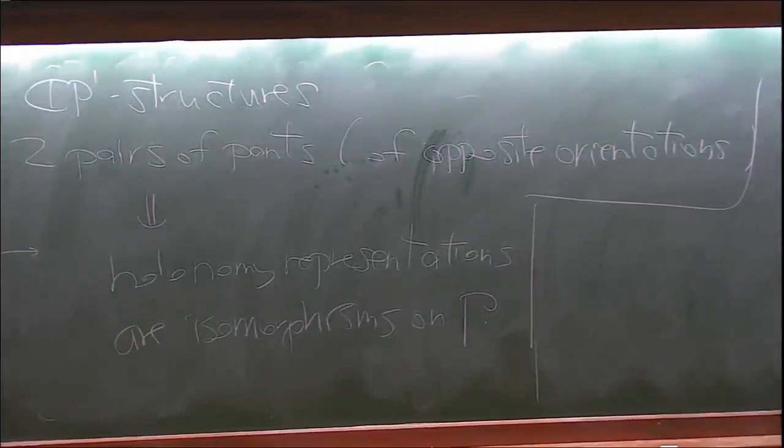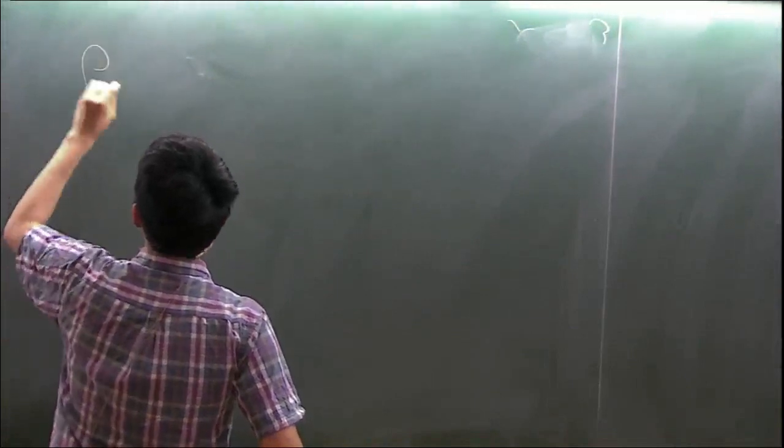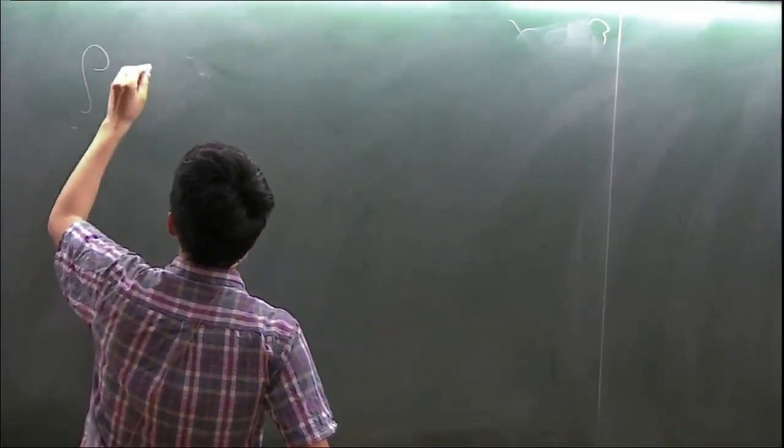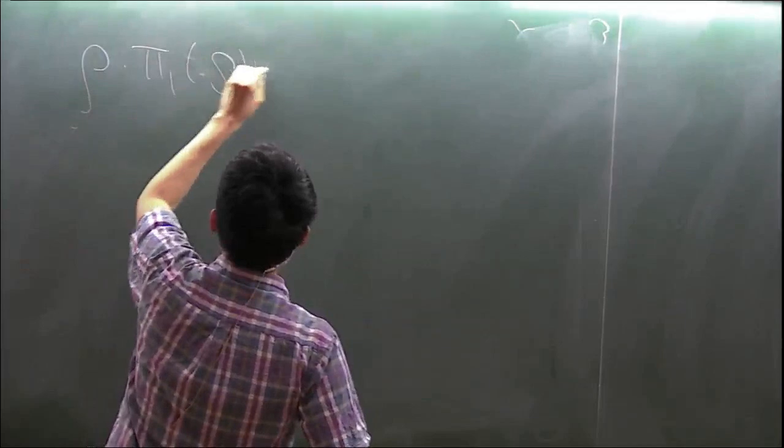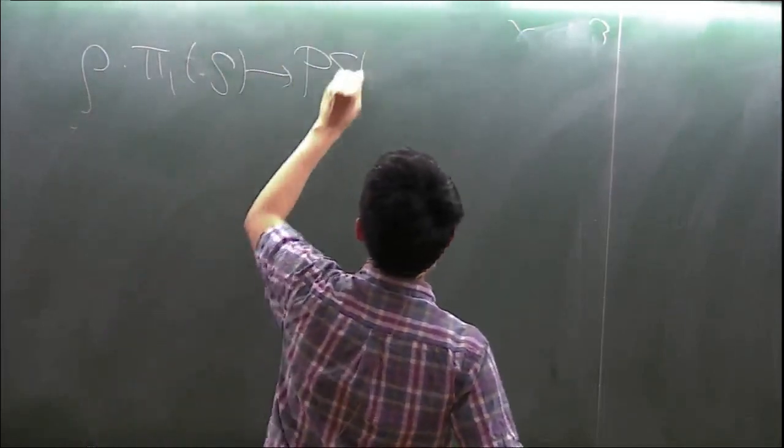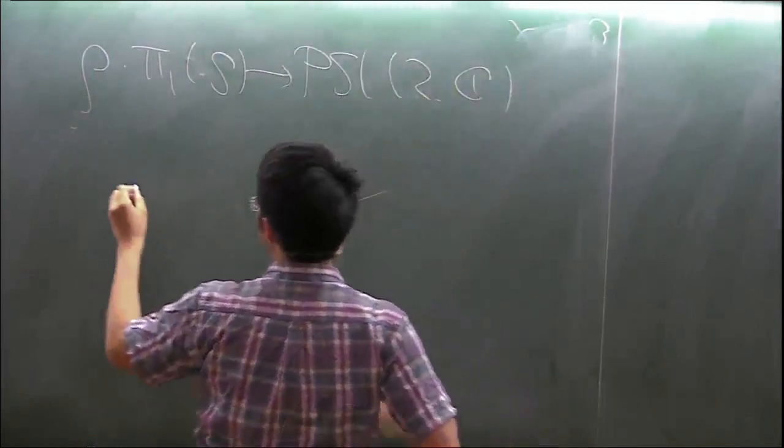I still have 4 minutes, so let me outline the proof for the opposite direction, and then we actually do the proof in the next lecture. At least I'll outline more details of the proof. So we have the sufficiency. We want a representation of the fundamental group of the surface into PSO2C, which is non-elementary.